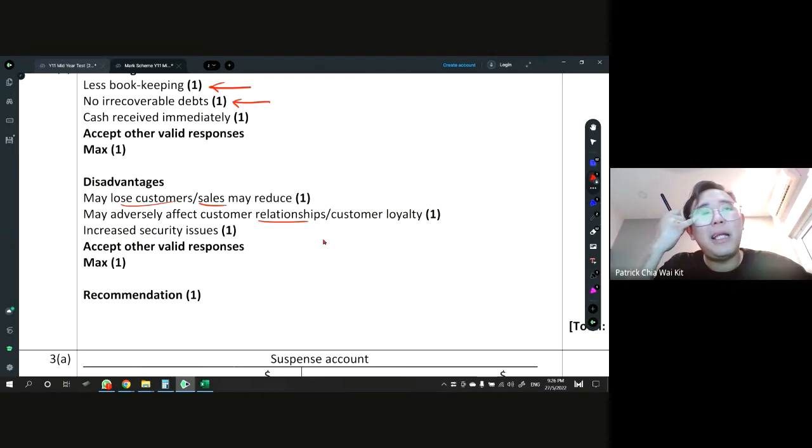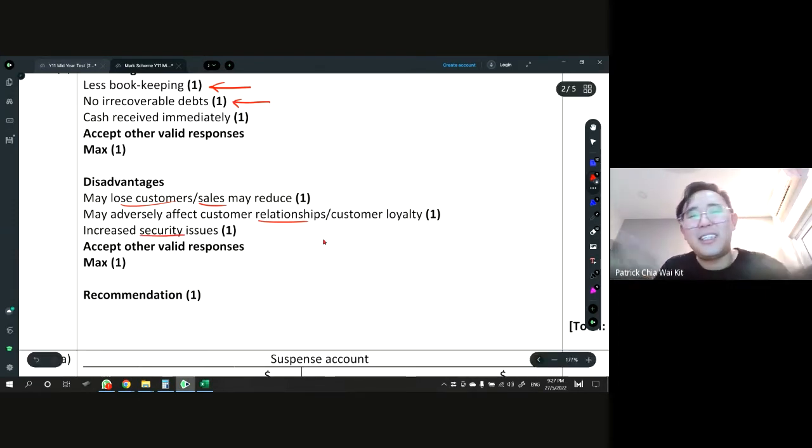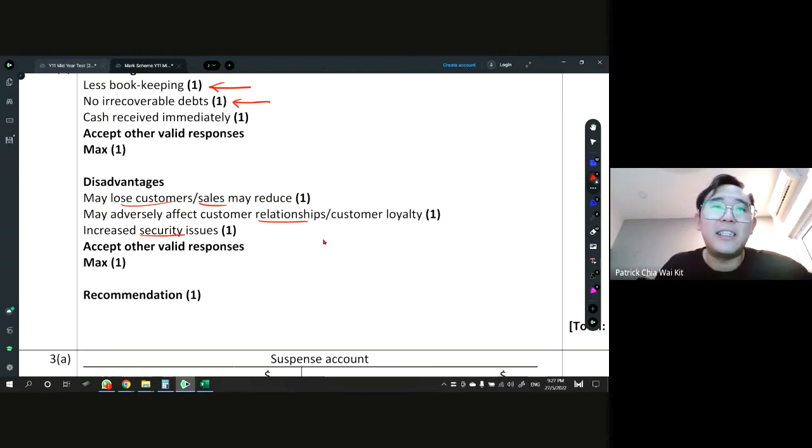So what do they mean by increased security issue? Since everything is on cash, technically your shop will have a lot of cash. If your shop has a lot of cash, then there are chances that people will come in and rob or steal and stuff like that. So yeah, increased security issue. Any logical answers will be acceptable.